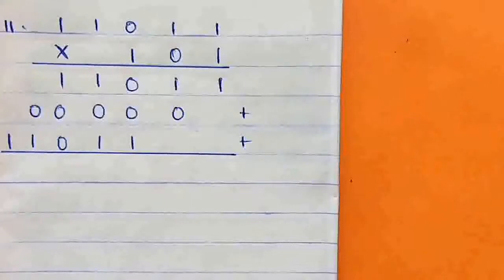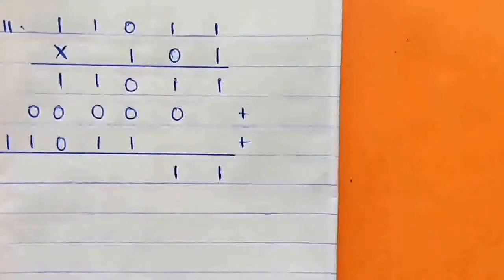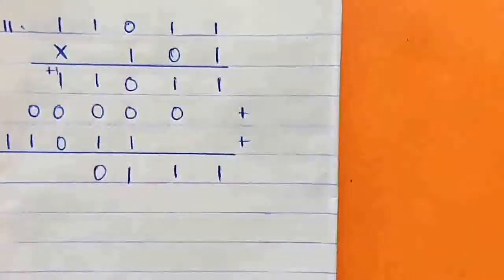We have 1 goes down. 1 plus 0 will give us 1. 0 plus 0 plus 1 will give us 1. 1 plus 0 plus 1 will give us 1, 0. We write 0, carry 1. 1 plus 0 plus 0 will still give us 1, plus this one will give us 2, which we convert to base 2 will give us 1, 0.